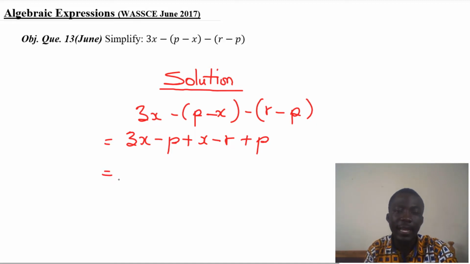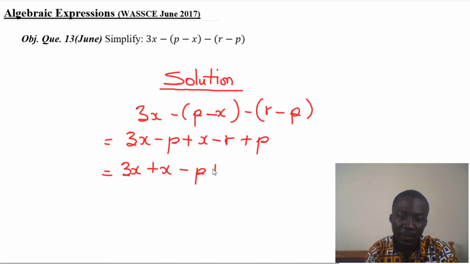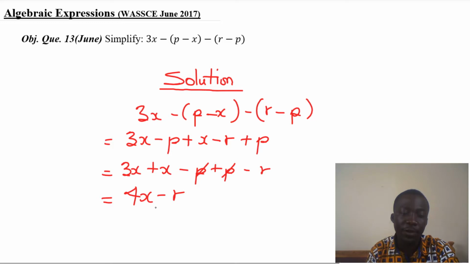Then we collect like terms. We group the x's and the p's. We only have 1 r. So we are going to get 3x plus x minus p plus p minus r. This negative p can take away the positive p. Then 3x plus x will yield 4x. Then we bring our negative r. So our final answer will be 4x minus r.